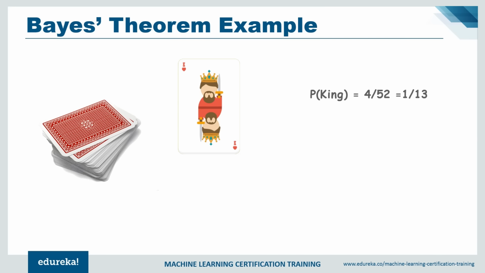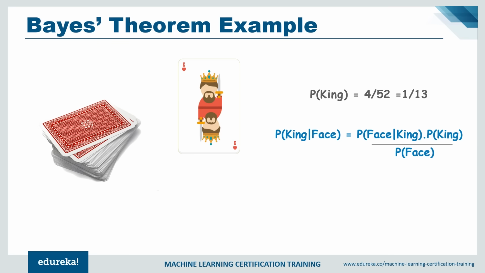Now, if the event is provided, for instance, someone looks at the card and says that the single card is a face card, then the posterior probability, which is the P of king given it's a face, can be calculated using the Bayes theorem. The probability of king given it's a face is equal to the probability of face given it's a king divided by the probability of face, into the probability of king.